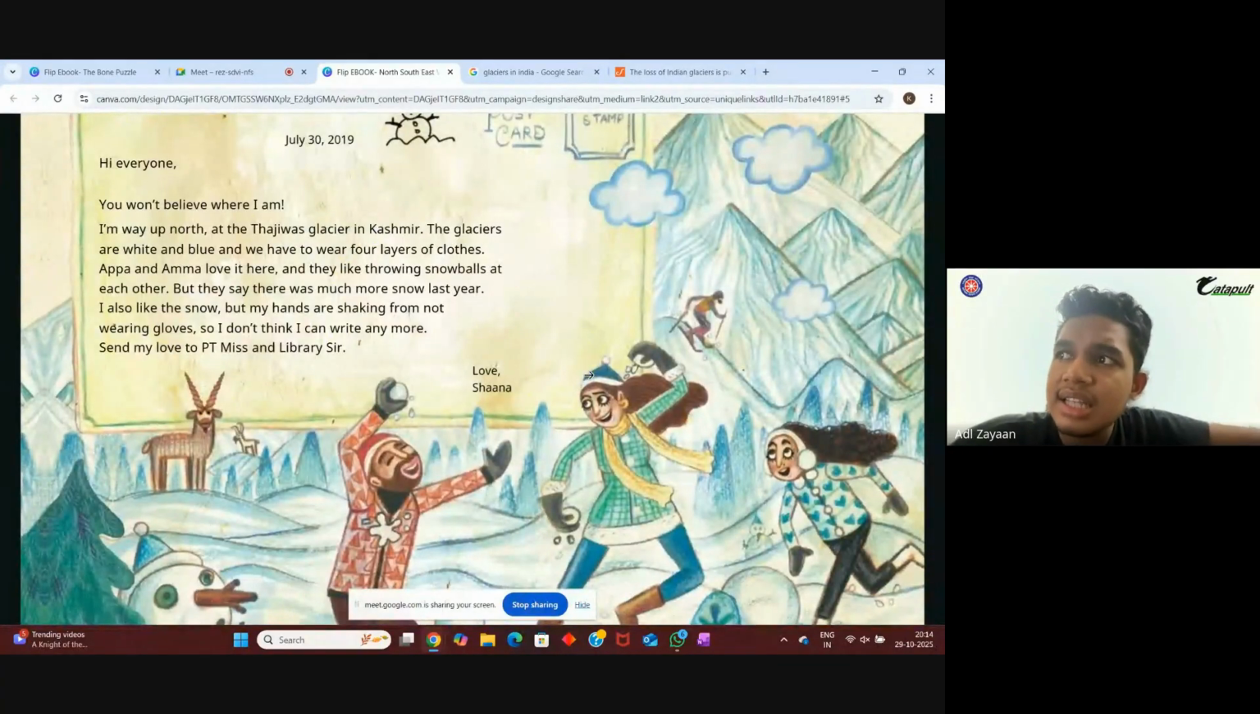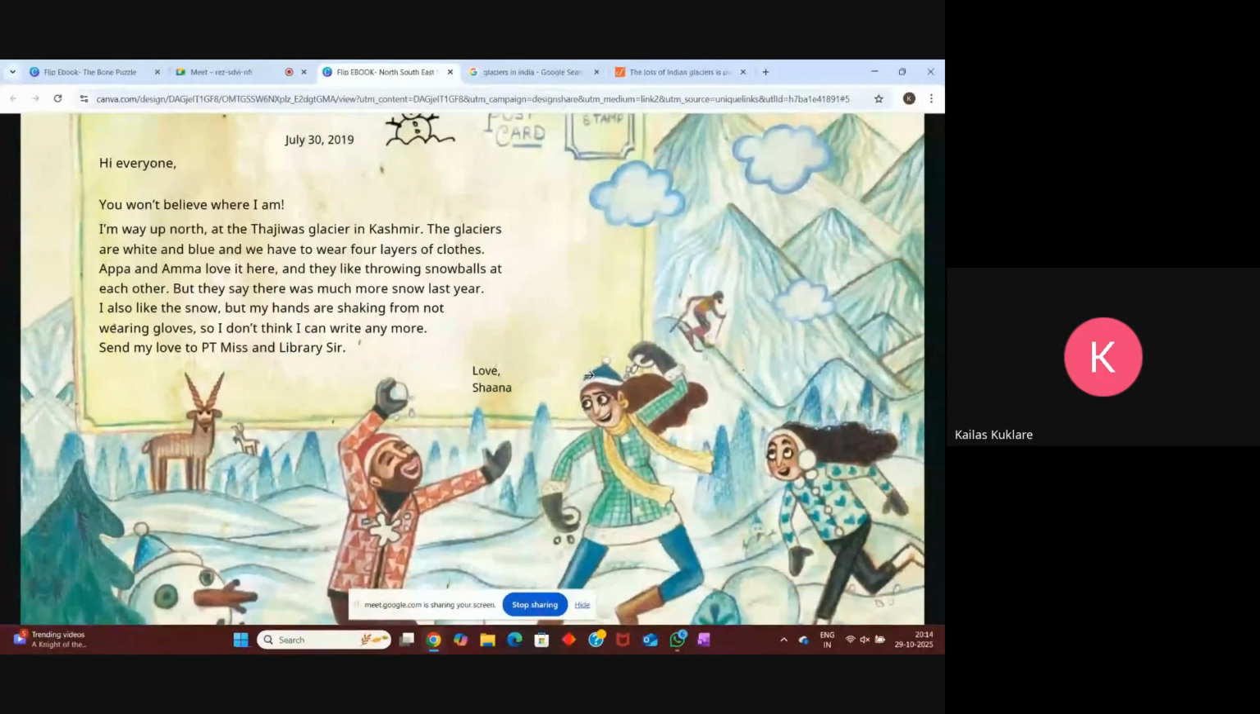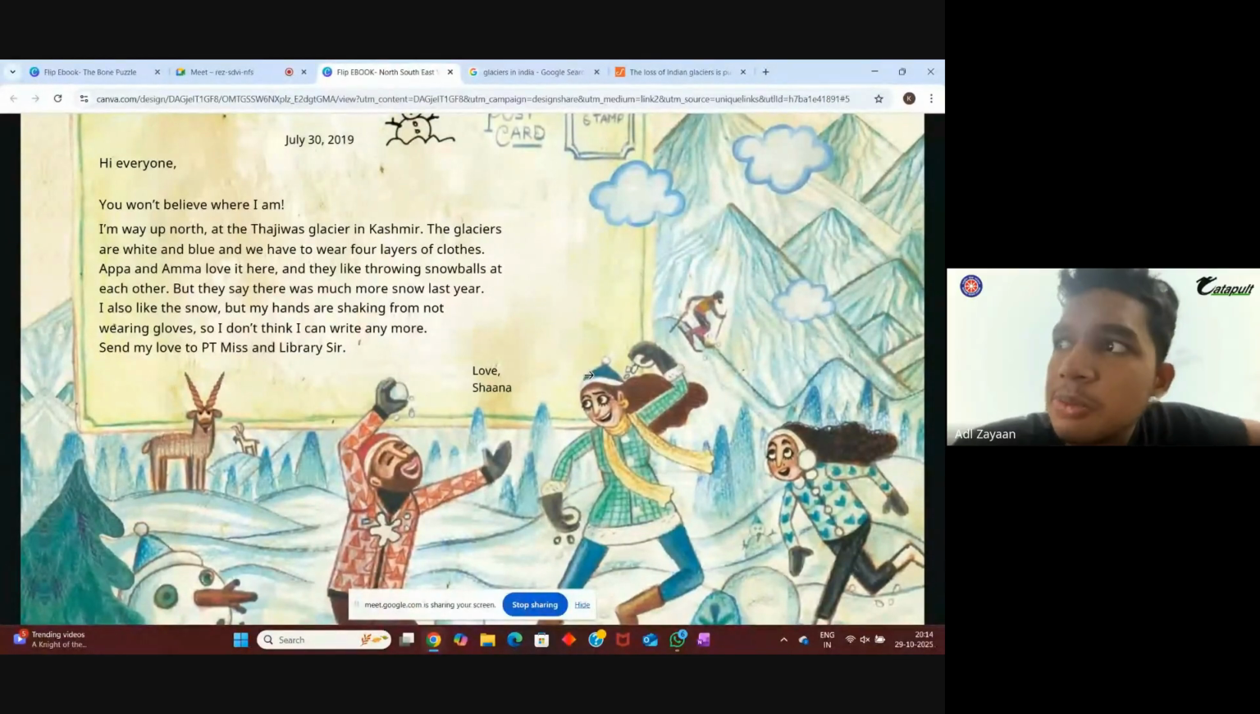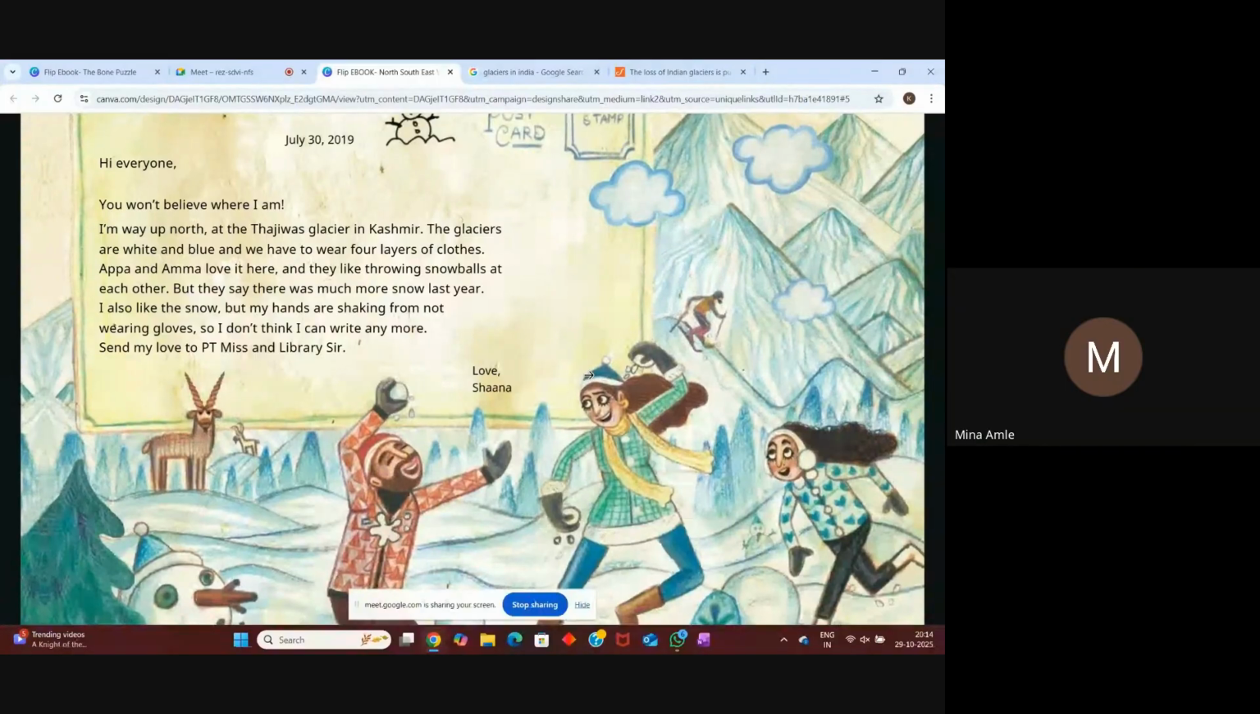Okay, so I have one doubt. In this passage, her father told her mother that there was much more snow last year, but this year the amount of snow decreased. Why is it like that? How did the amount of snow decrease each year?